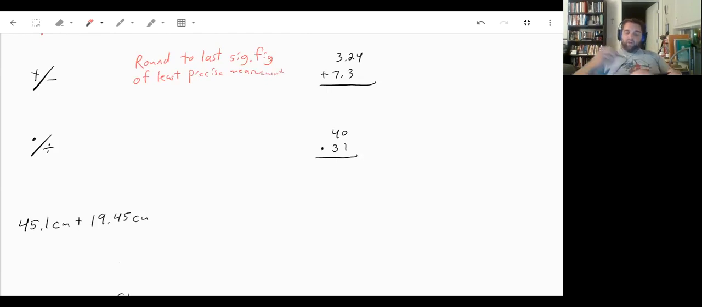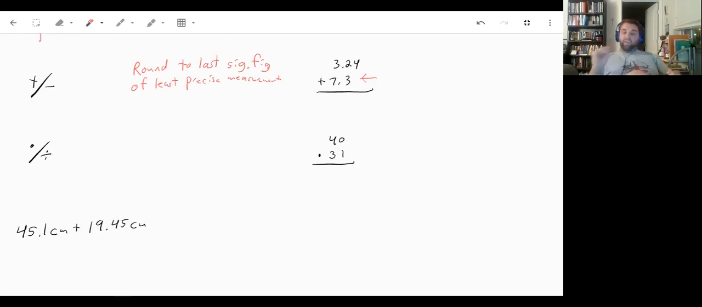So looking at our 2 options here, 3.24 versus 7.3. 7.3 is going to be our least precise one, because it only went to the tenths and not to the hundredths place. So we can still add this like normal, and we'll come up with 10.54, but we now need to round to the tenths place. Because it's a 4 in the hundredths, that would round down, so we're left with just 10.5.